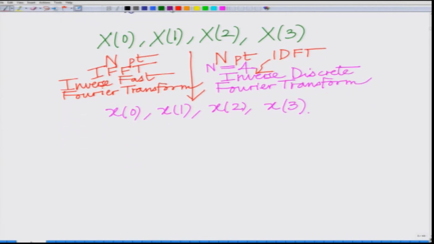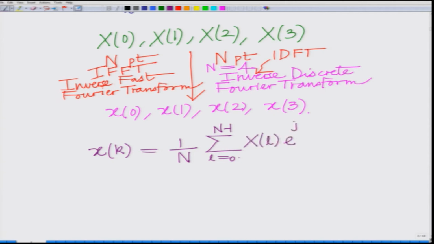Therefore, now what you have is that small x of k is the sample that corresponds to the inverse fast Fourier transform. As you know, this is given as 1 over N summation L equal to 0 to N minus 1 of capital X L e to the power of j 2 pi k L divided by N. This is the expression for the IDFT, and all of you should be very familiar with this. Now setting N equal to 4.